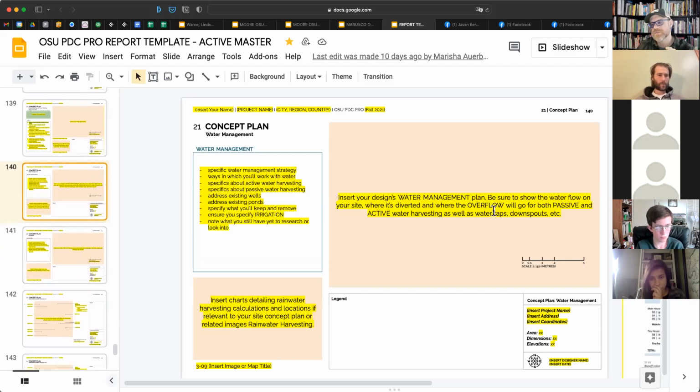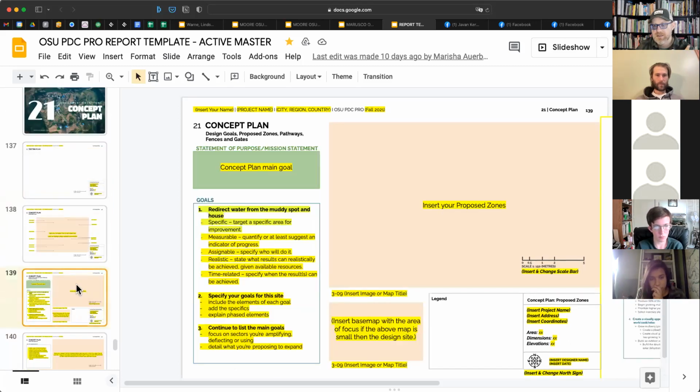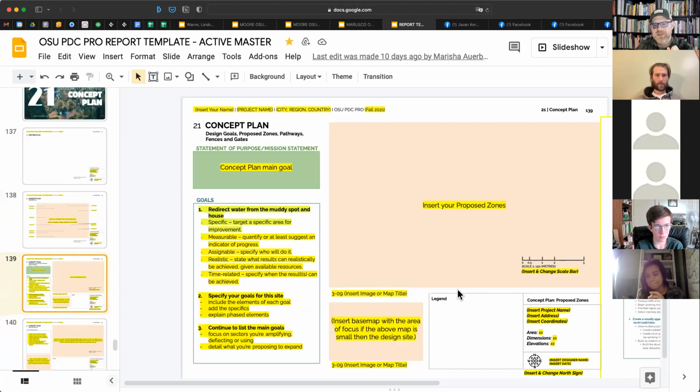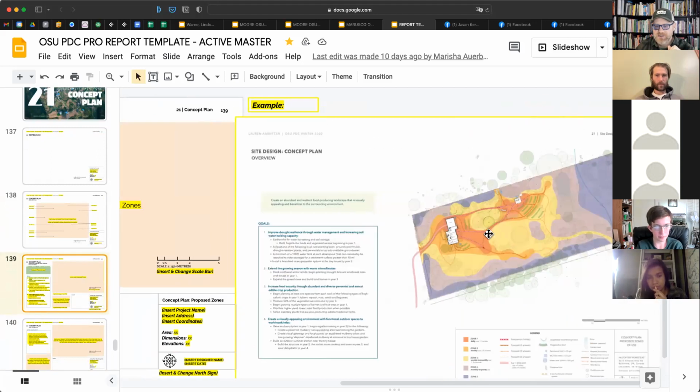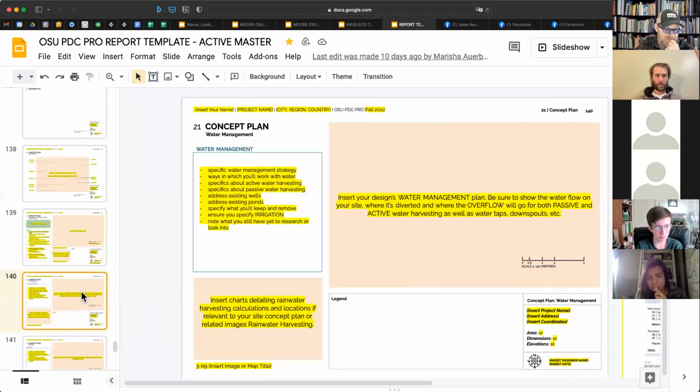This is a great place to put a grayscale map of your concept design, not your base map. Great place to do an entire design here. And you may want to do a big old map of just that design. And you'll see in a couple of these elements that that's what people did. It's what I do.